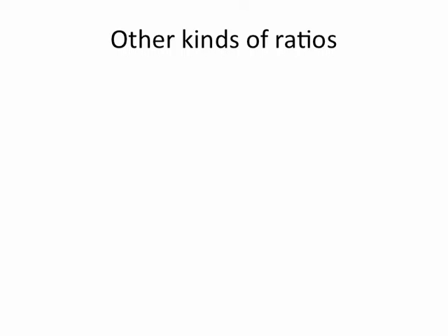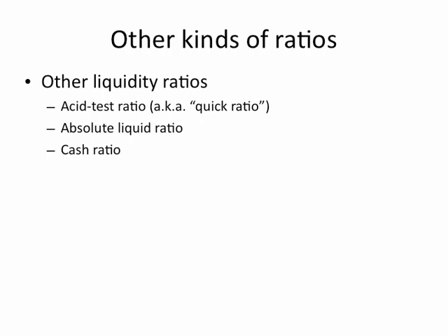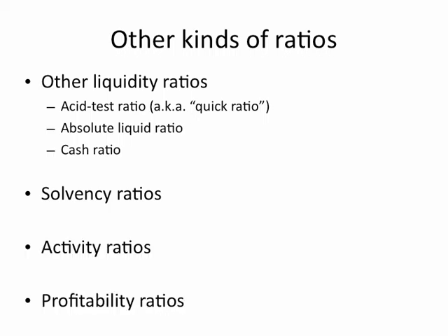There are other kinds of ratios besides just the current ratio. Other liquidity ratios include these liquidity ratios. We may look at them another time. And there are other categories of ratios: solvency ratios, activity ratios, profitability ratios. And there are about a dozen or more ratios in each of these categories, and all of them tell us something a little bit different about a company's financial health.